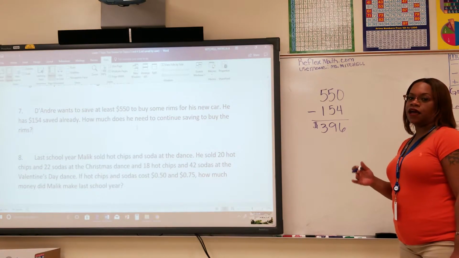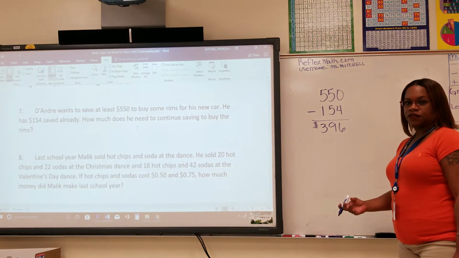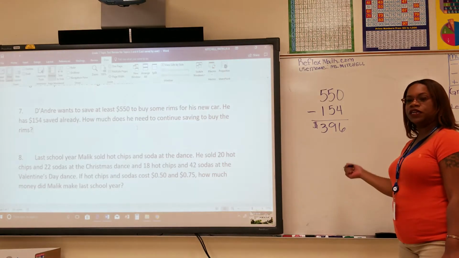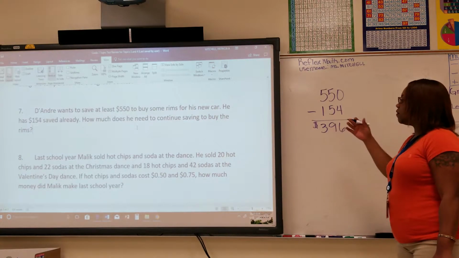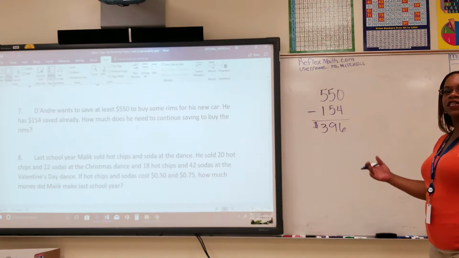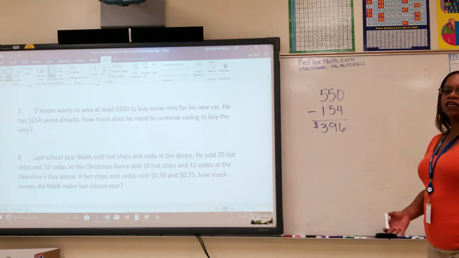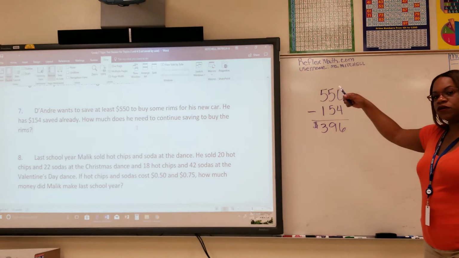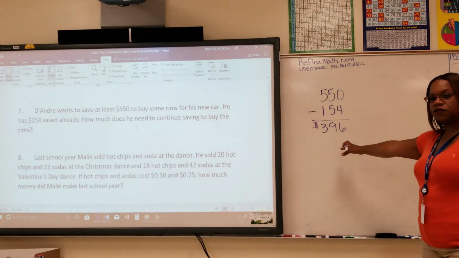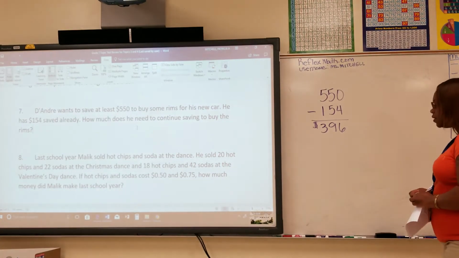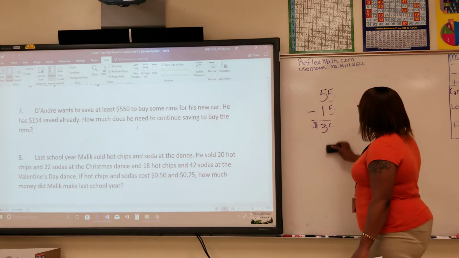So please look at the options. Go through the options to find at the least the amount of money that he can save. So in this case, he just needs to save at least $396. So could he save more than $396? Yes, he could. Okay? But please go through the options so that you know that it'll need to be that amount or more. It can't be less than this amount. It has to be this amount or more. Okay? So, since number 8 is already showing, we'll move on to number 8.